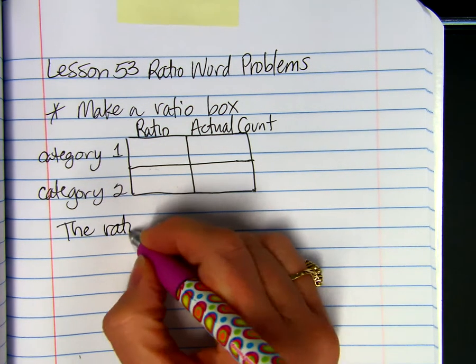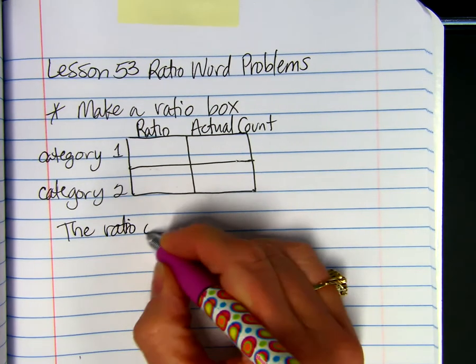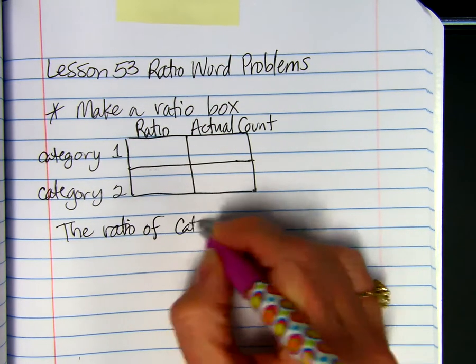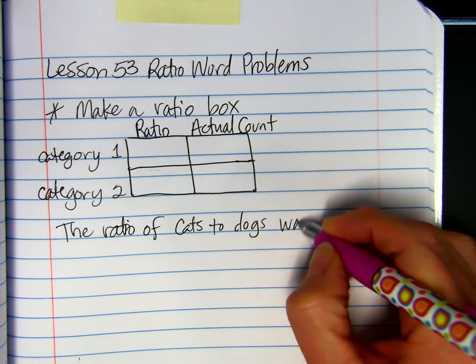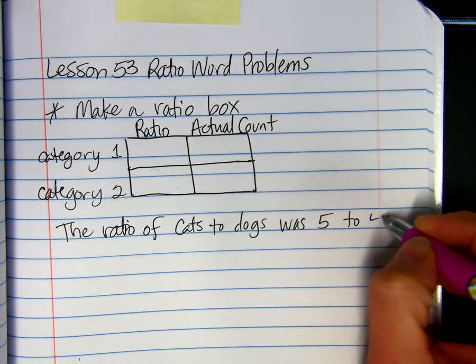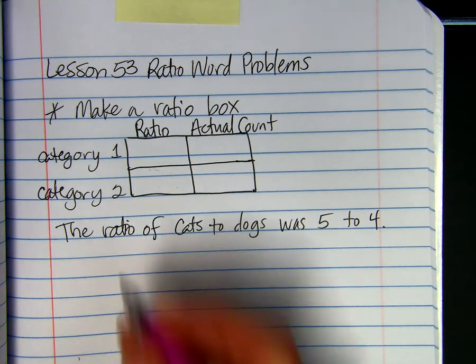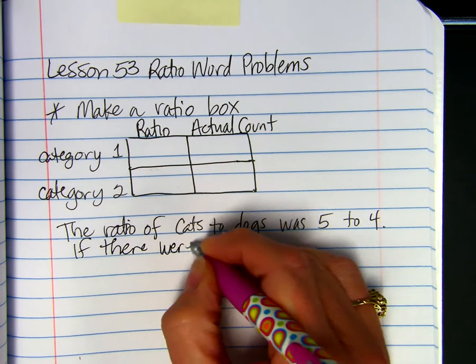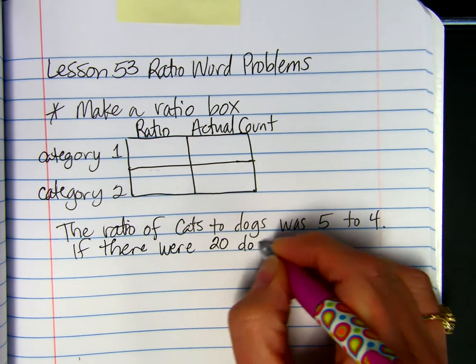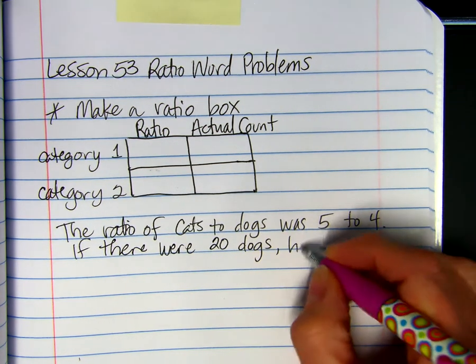The ratio of cats to dogs was 5:4. If there were 20 dogs, how many cats were there?